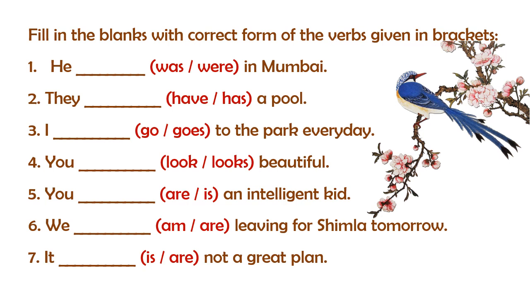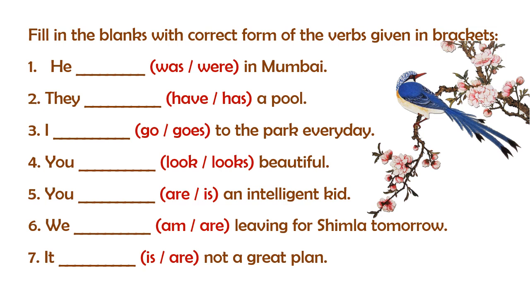Okay, before we start discussing the answers, just remember this. Only the third person singular pronouns he, she and it take a singular verb. I repeat, singular verb only for he, she and it. And also singular verbs end with an s. Now let's discuss the answers for these questions. We have to fill in these blanks with the correct form of verb.